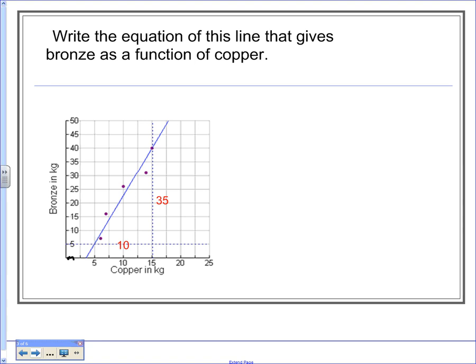So how would we find the equation of a line? You could. They went ahead and told you 2 points. That's what they did with the little dots. Okay, this is 5, 5. And what is this point?